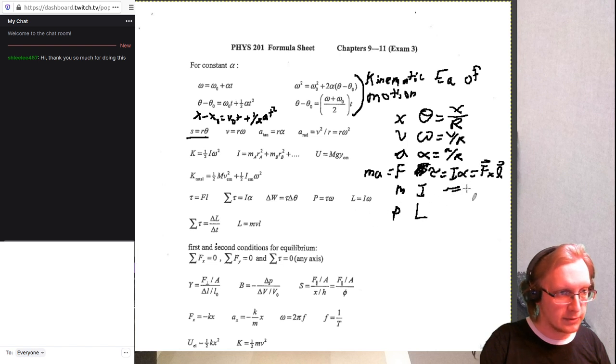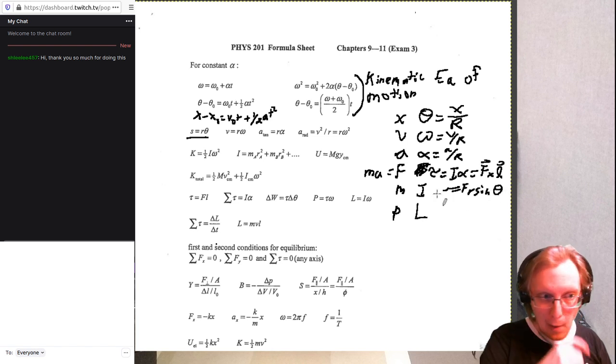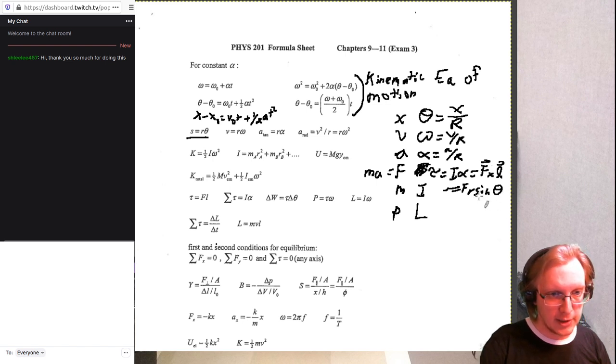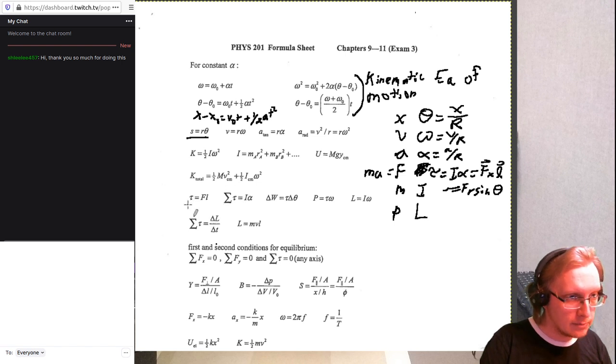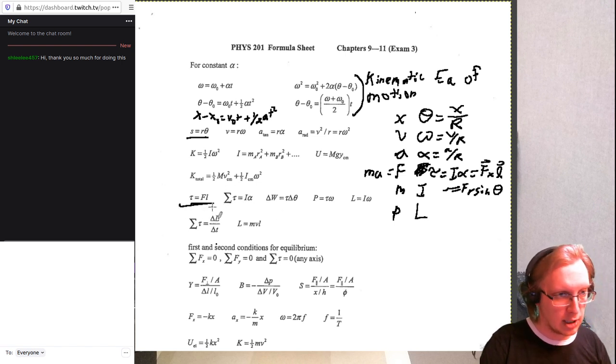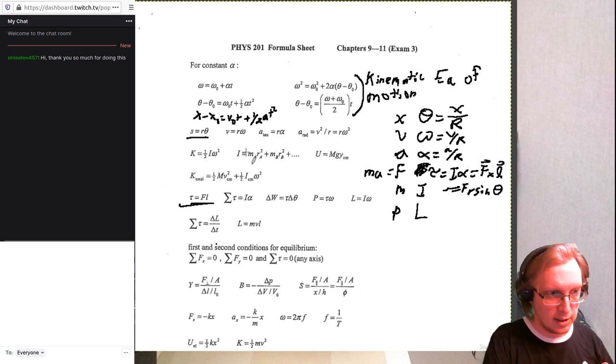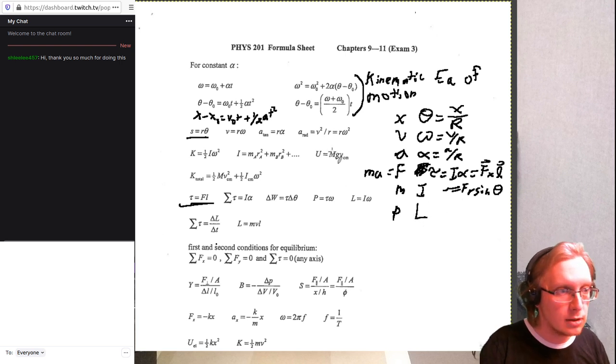So we actually end up more often with F r sine theta. And usually theta is equal to 90 degrees, and so sine of 90 is 1, and so we end up with F r, which is right here. This is the F r that I was talking about. So sometimes it's r, sometimes it's L. The question is how far from the pivot you are. And if you're pivoting around a thing, that's a circular motion, so that's an r, which is why it's r. But it could also be the length L of the lever arm and stuff like that.